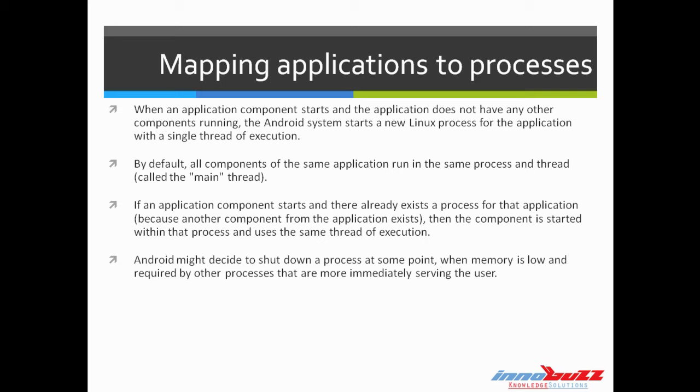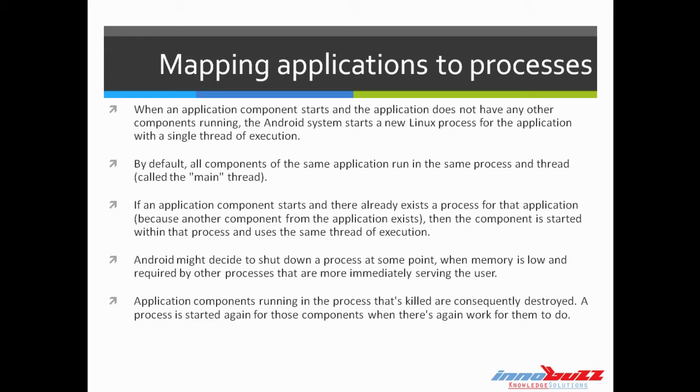Android might decide to shut down a process at some point when memory is low and required by other processes that are more immediately serving the user. In that case, application components running in the process that's killed are consequently destroyed. A process is started again for those components when there's again work for them to do. When deciding which process to kill, the Android system weighs the relative importance to the user. Usually, applications which have been in the background for a long time are killed.